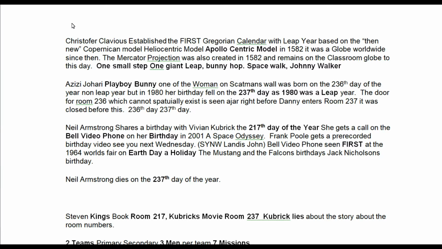And then you find out that there's a Peters projection from 1972, which is said to be way more accurate than the Mercator projection, but the Peters projection is never adopted. It's kept under wraps. Nobody really wants to talk about it. So we're talking about Christopher Clavius establishes the Gregorian calendar with leap year. So it's one small step, one giant leap. So we're clued into dates before we even are given the dates.